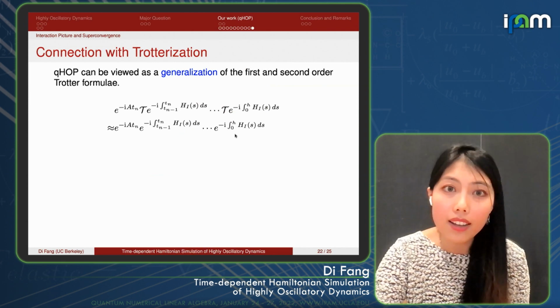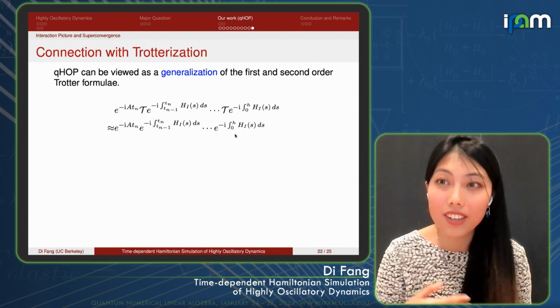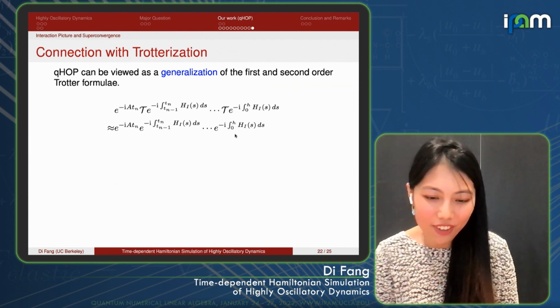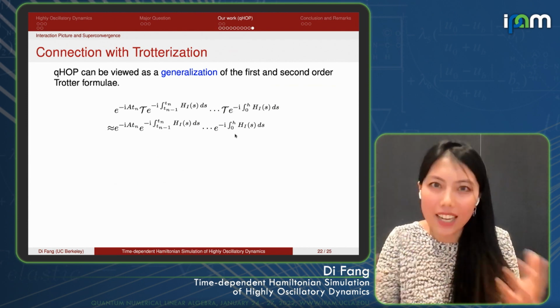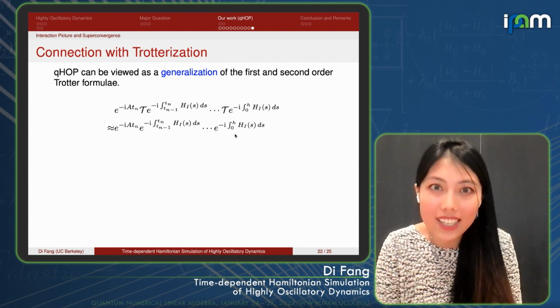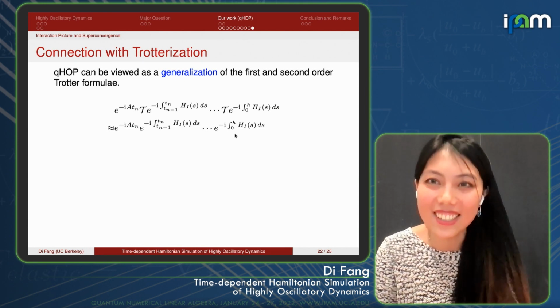Okay, now it's a good time to remark on our algorithm's connection with Trotter. If you remember what I said at the very beginning, I said if I were able to generalize Trotter, then I can get a commutator bound. Is our algorithm intrinsically a generalization of Trotter? The answer is actually yes.